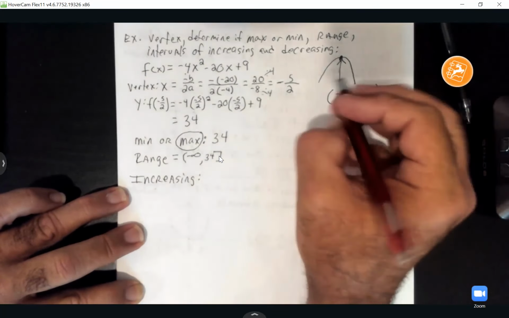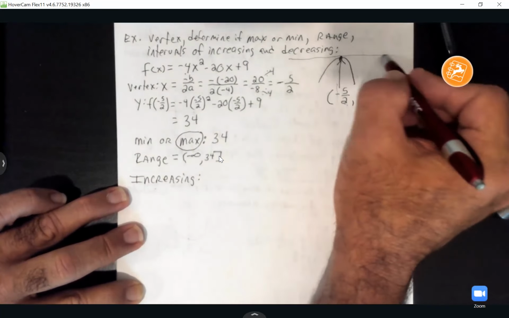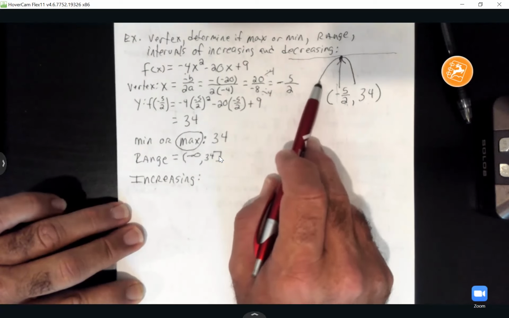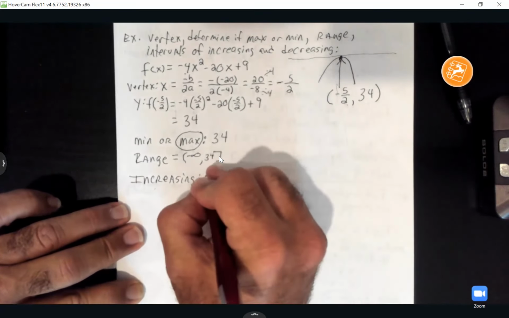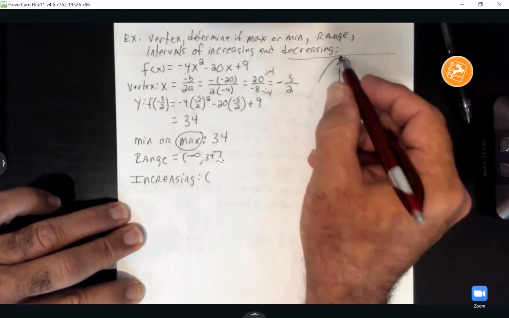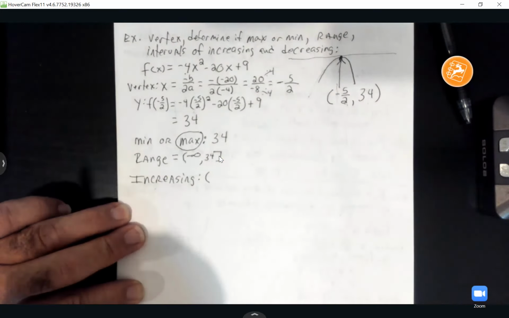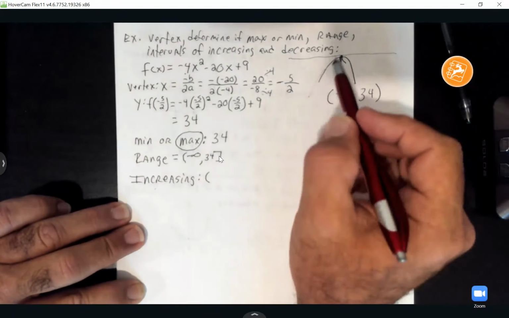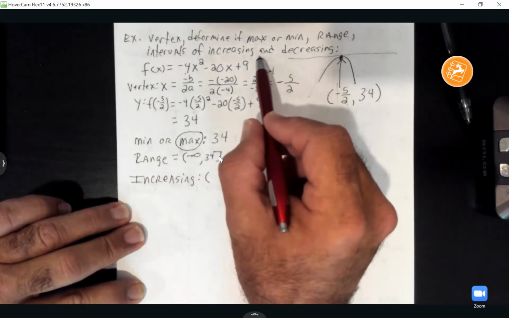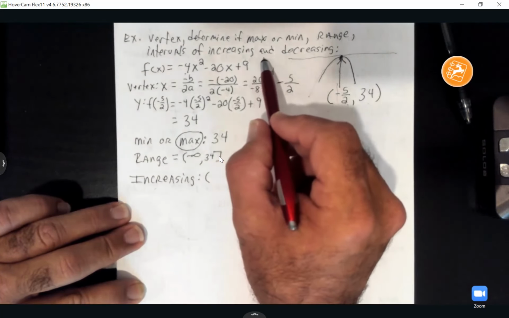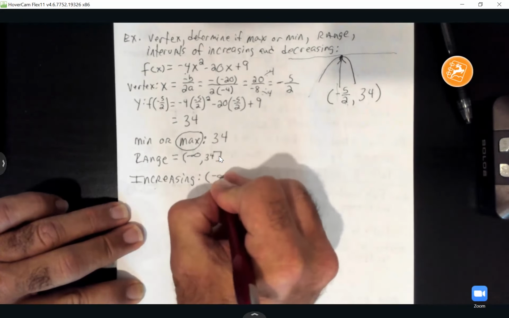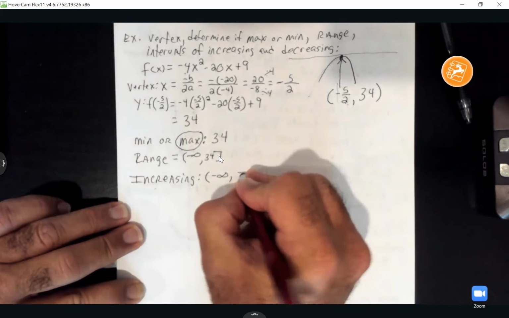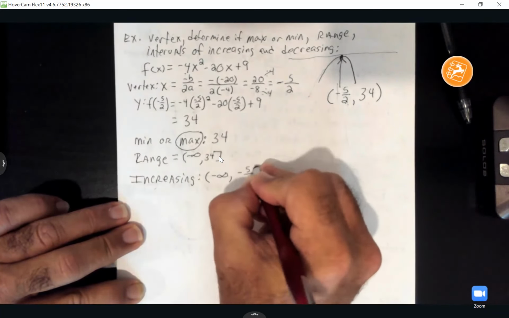And look at this. Now I'm looking at x values here. This graph is increasing on the left side. So any guesses where I'm increasing from and to? Let me start you out. You're coming in from the left side. Negative infinity to negative 5/2.